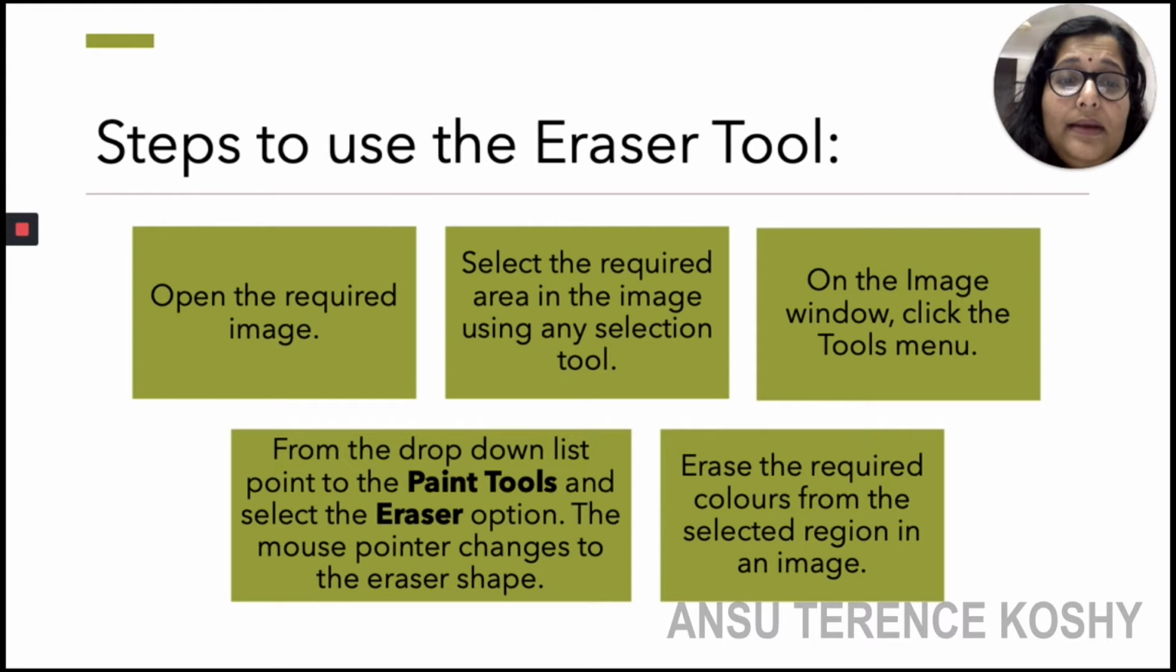Erase the required colors from the selected region in an image. Then what you need to do is you have to use the eraser on the image and rub off the areas that you don't want.